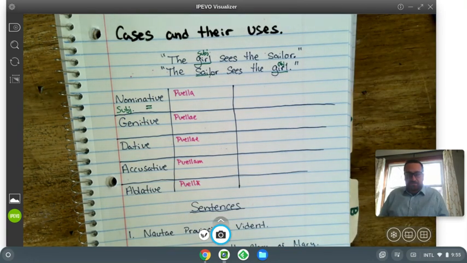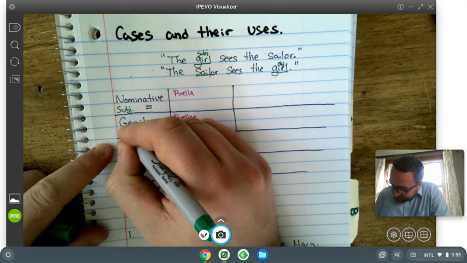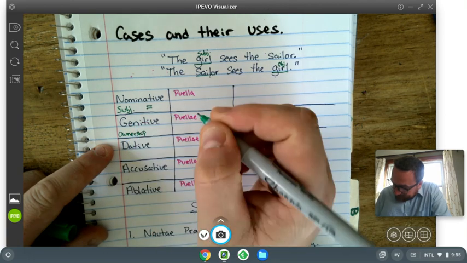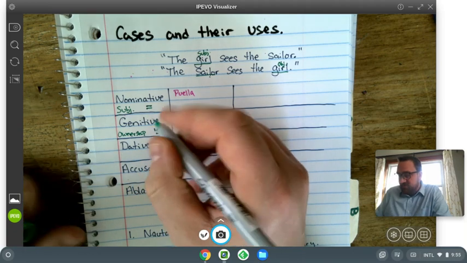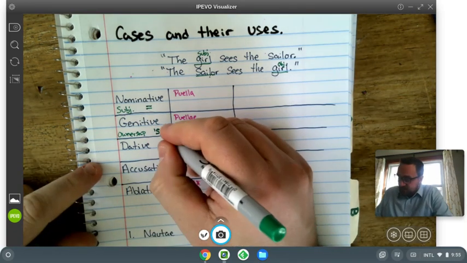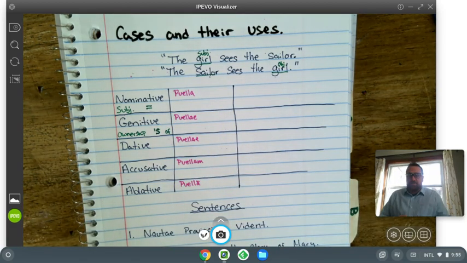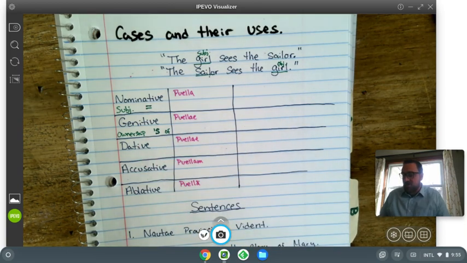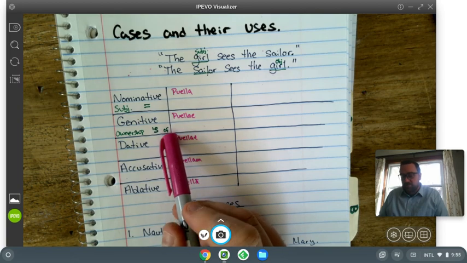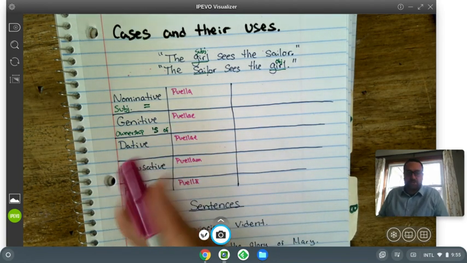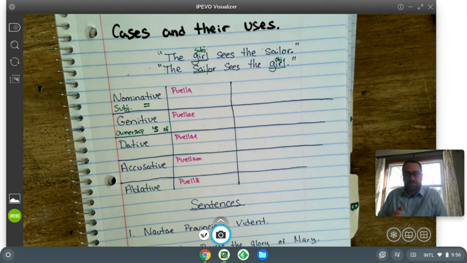Okay, the genitive is for showing ownership. It's also for when we translate sentences that have an apostrophe S, and it's what we use to translate of. And so the word puellae can mean the girl's something. It can mean of the girl, and it's for showing ownership when a girl owns something, or when something is the girl's.